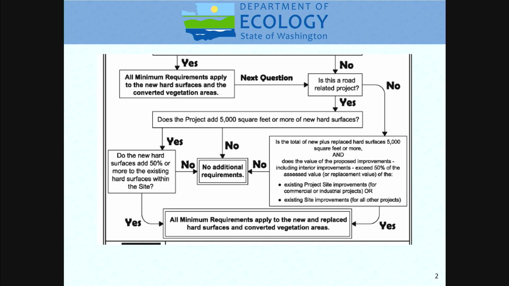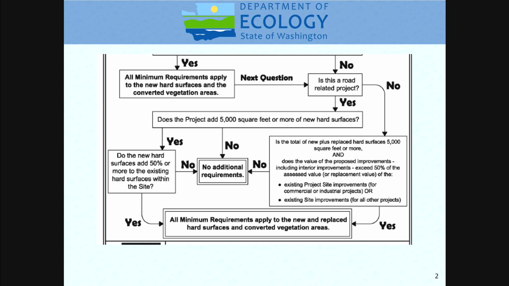You're not going to know what I'm talking about when I'm pointing at the screen, are you? But the yes and no at the top of it, that's the answer to that one. So if you answer no to that question, you then have, is this a road-related project? And what this part does, below that section, is if you look up here, it says that you have to do all the minimum requirements apply to the new hard surfaces and the converted vegetation areas. It doesn't say that minimum requirements 6, 7, 8, and 9 apply for the replaced hard surfaces.